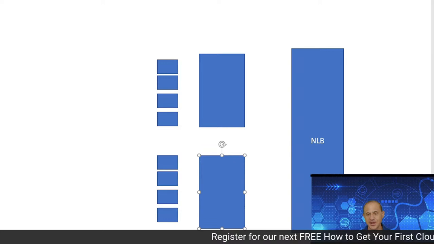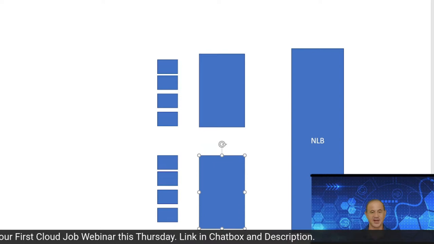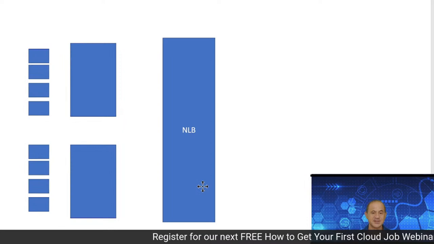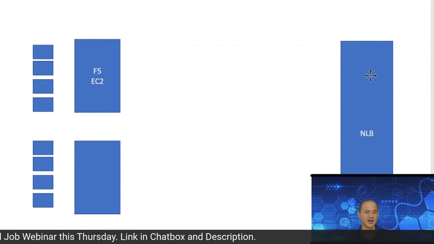Okay, how am I going to do it? I'm going to pick something maybe from F5. What has F5 made for the last 20 years? Load balancers and DNS. So I'm going to get a load balancer which is going to run on an EC2 instance. Now, if anybody can see the problem with a load balancer on an EC2 instance: EC2 instances are not high availability. So if this F5 EC2 instance was my main load balancer and it died, we've got a problem.